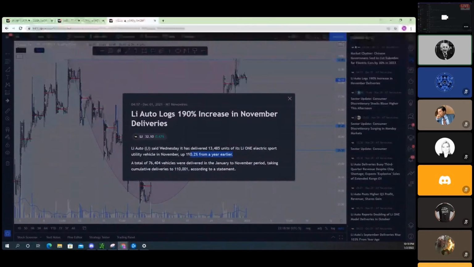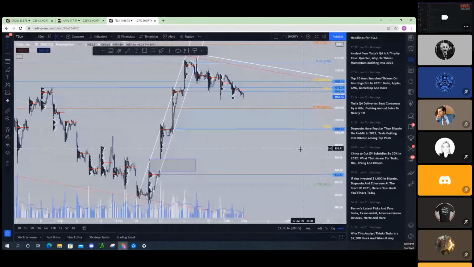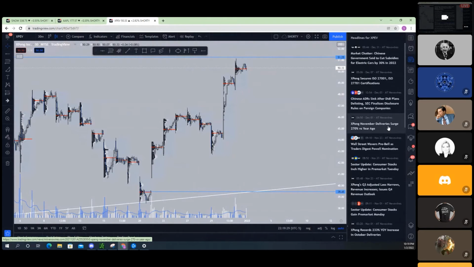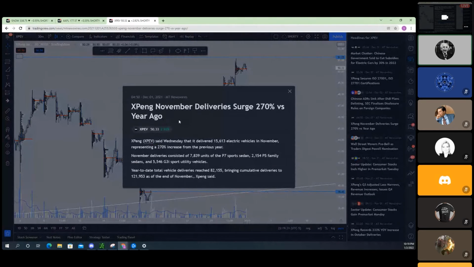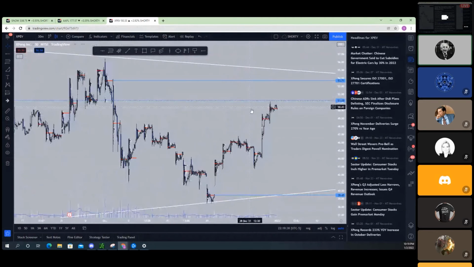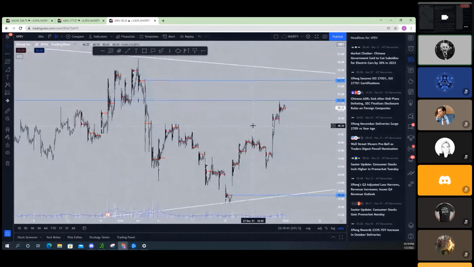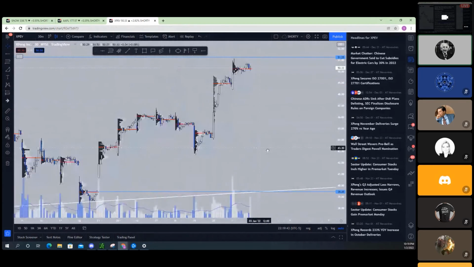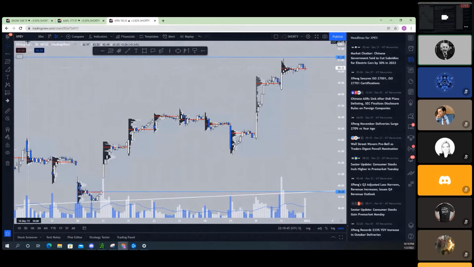So Tesla had, I believe, an 87% increase. But I think they're actually growing faster than Tesla did at one point. Look at this, XPEV 270% versus a year ago. So yeah, these plays can explode, as you guys know. These can run really, really fast. So definitely watch this over 51.